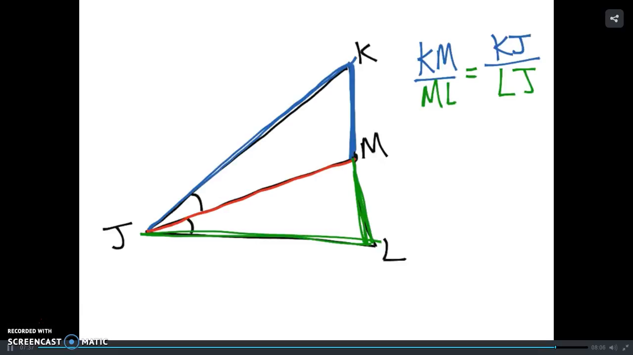Okay, so we'll go through a couple of examples to look at these tomorrow. Keep in mind, especially on this one, that we are not saying that KM and ML are congruent. They could be, or they could be something completely different. We're just saying that they are proportional. Okay, so that's going to be important.